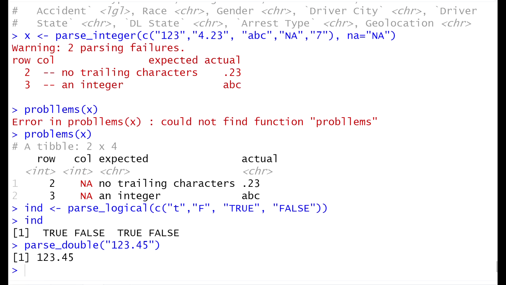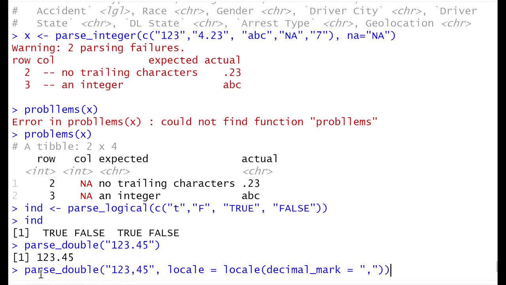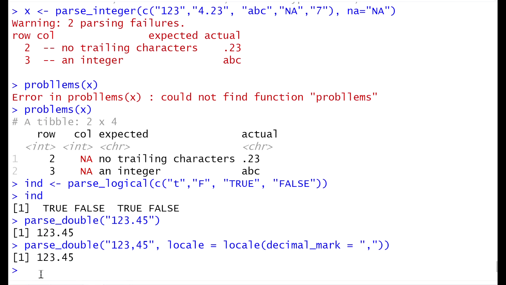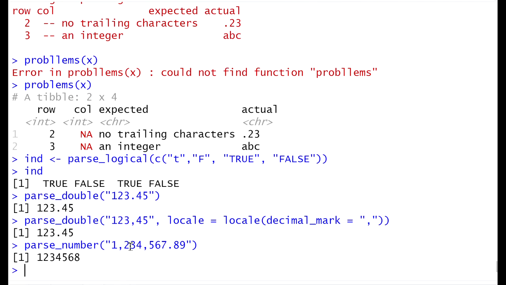It also allows for a different sort of decimal mark to handle different standards around the world. So for instance, in Europe and some places they use the comma instead of the period for a decimal mark. Parse_number is similar. I can do parse_number instead of parse_double, and it ignores things like the commas and so forth.